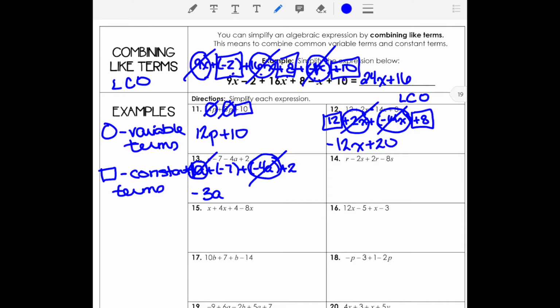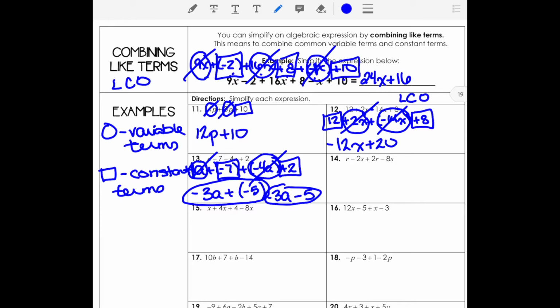Nope. So now I'm going to box my constants. I have negative 7 and positive 2. When I combine those in the calculator, negative 7 plus 2, I get plus negative 5. We could also write this as negative 3 times a, minus 5. Both of those are perfectly acceptable answers. One has LCO'd and one has not.